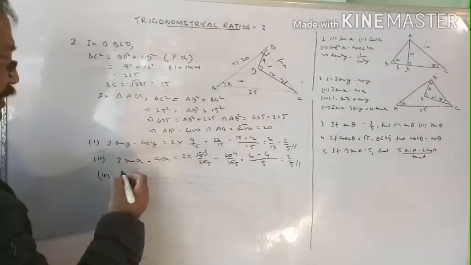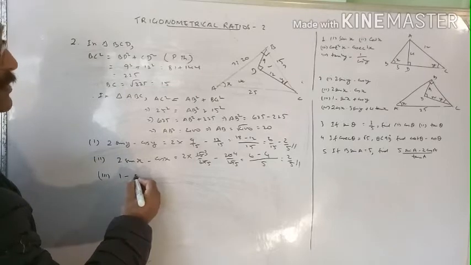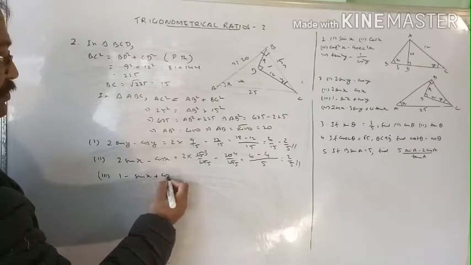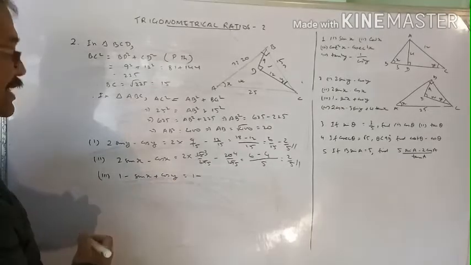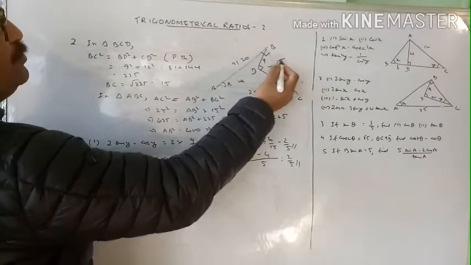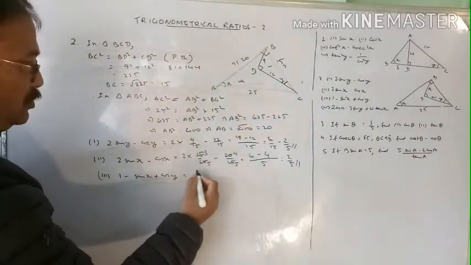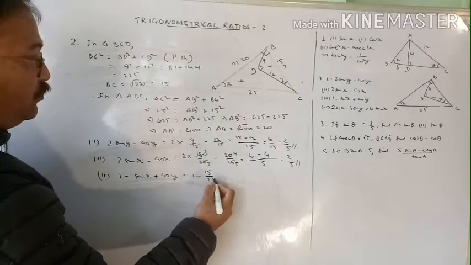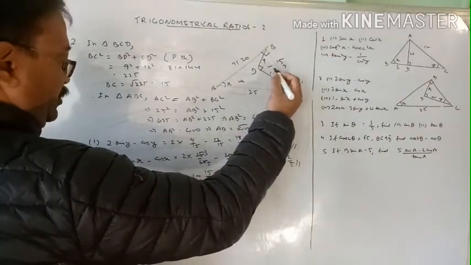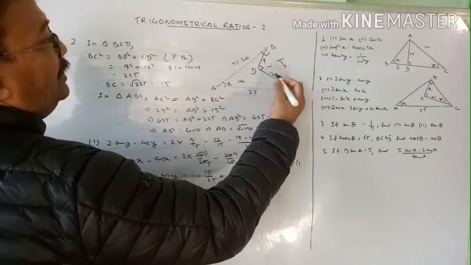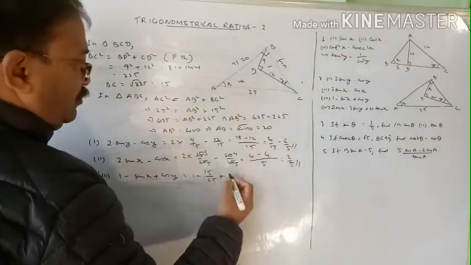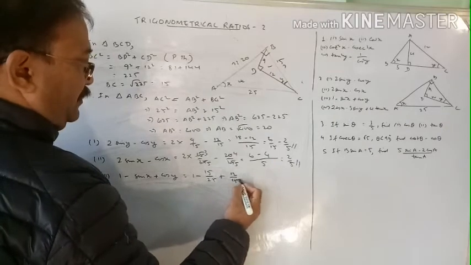Part 3, we have to find the value of 1 minus sin x plus cos y. So 1 minus sin x. X means here, this triangle. Sin means P by H. So 15 by 25 plus cos y. Y is here, so we have to take this triangle. Cos is B by H, because the angle is here, this is perpendicular. So B by H is 12 by 15.